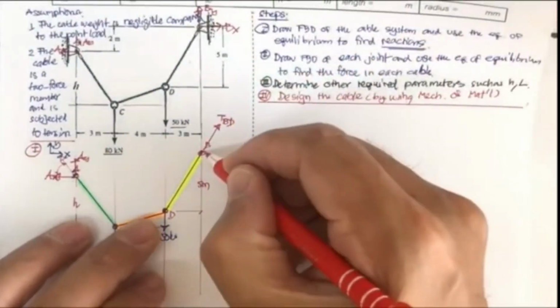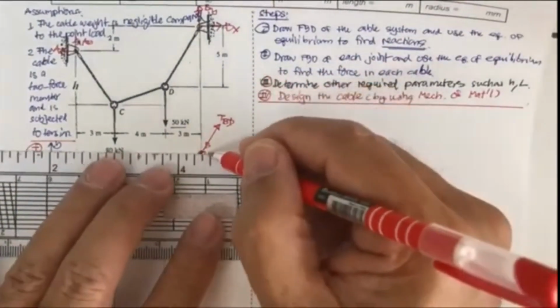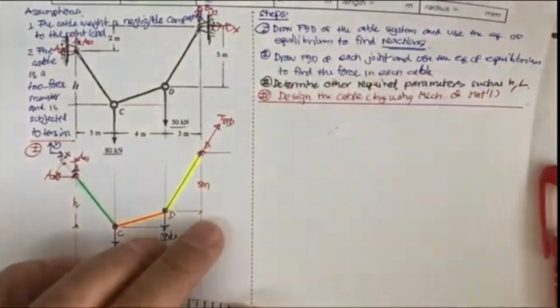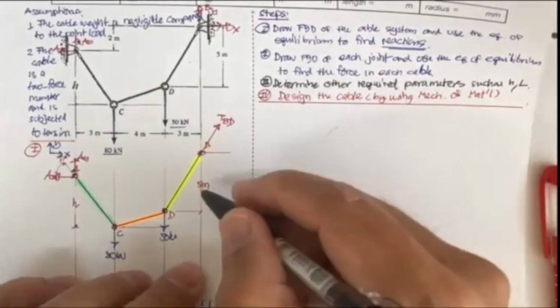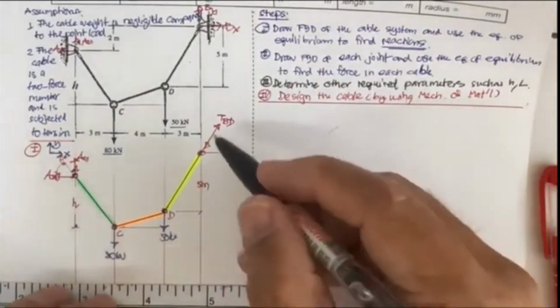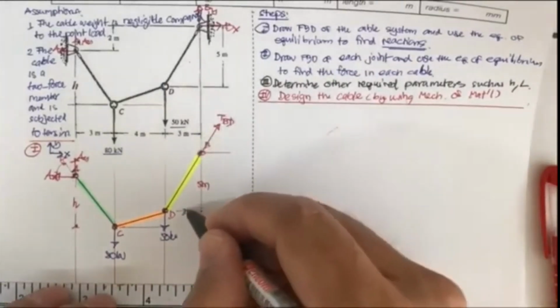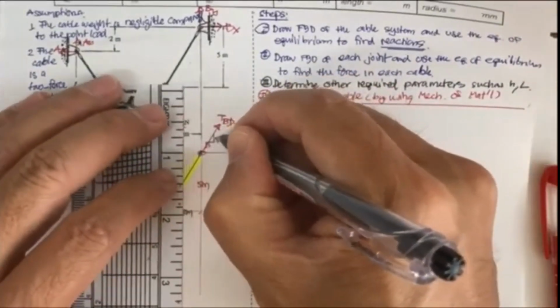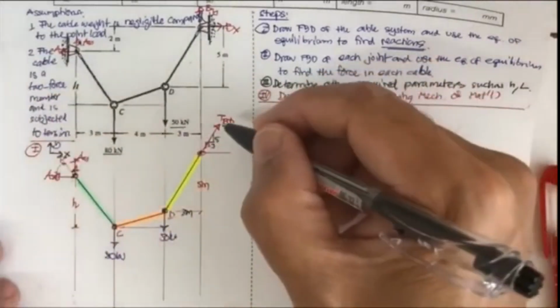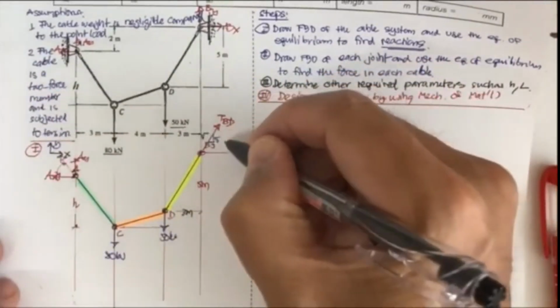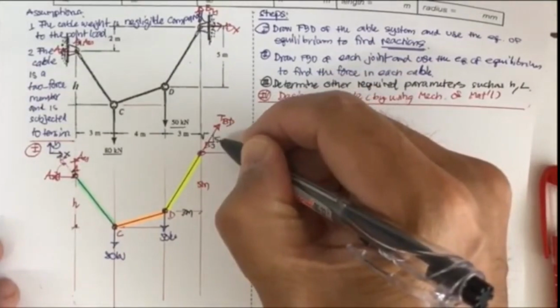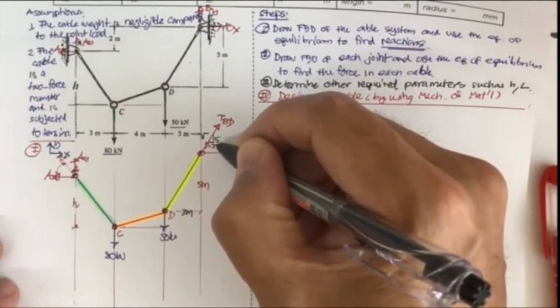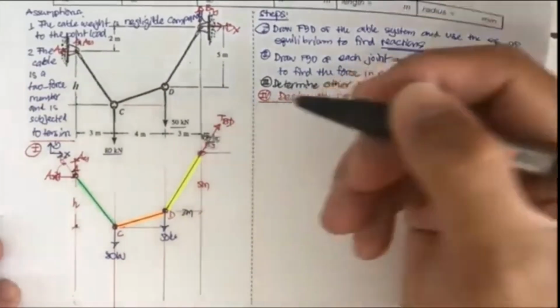So we get this one as the unknown T sub BD, and we can set the ratio: this is 5, this is 3 meter. So we have 5 and 3, and then the incline here is going to be the square root of 5 squared plus 3 squared, that is going to be the square root of 34.